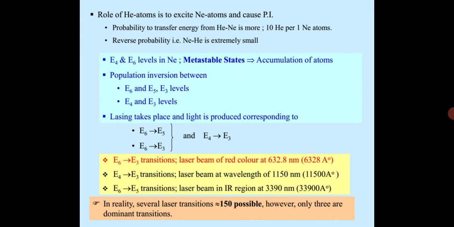The probability of transferring energy from helium to neon is high, about 10 helium per 1 neon atom. The reverse probability is small. So in the E4 to E6 levels, the neon metastable states, there is accumulation of atoms and population inversion.